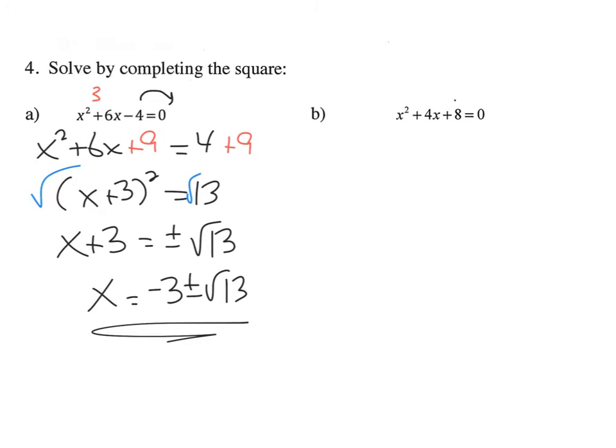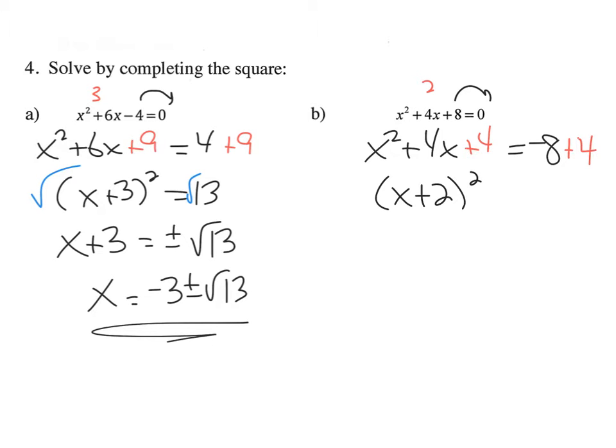Part B, move the 8. Same kind of problem. X squared plus 4x equals negative 8. Here we go again. Half the middle, which is 2. Square it, which is 4. Add it to both sides, not just one of the sides. And over here, the half goes in here. X plus 2 squared. Over here, negative 8 plus 4 is negative 4.